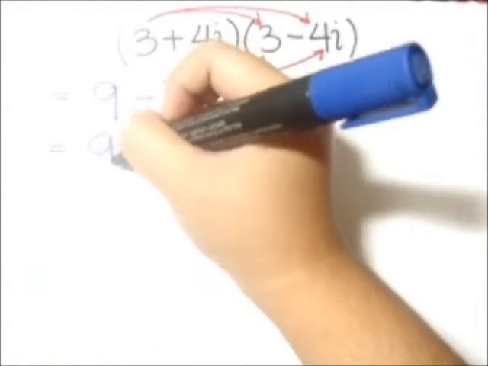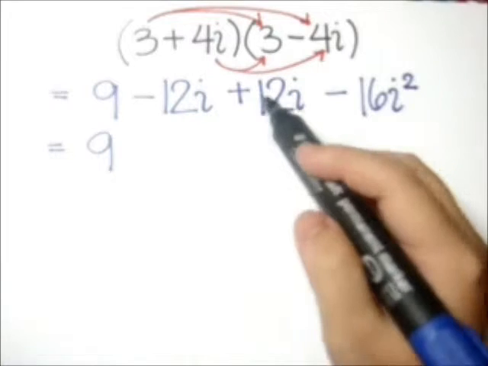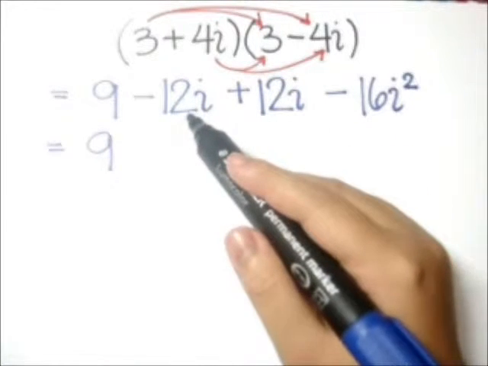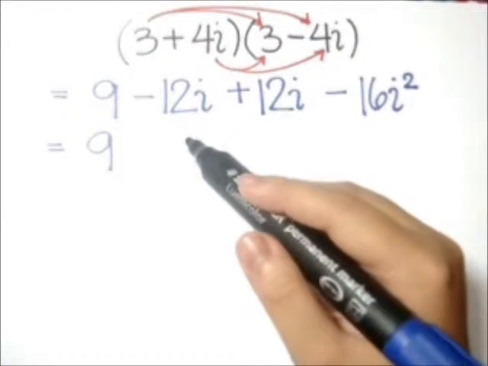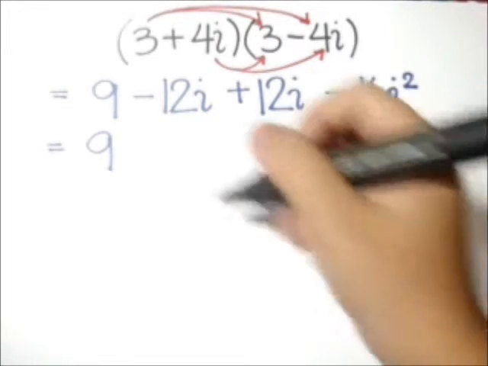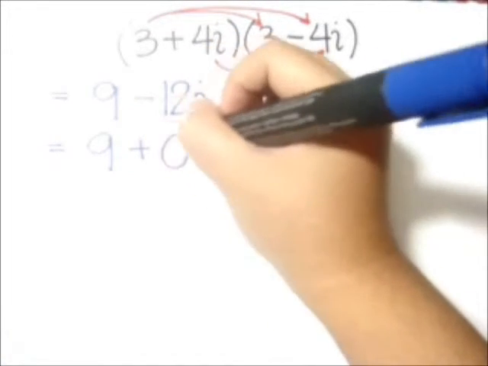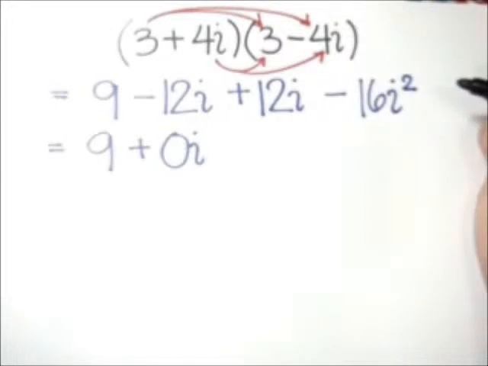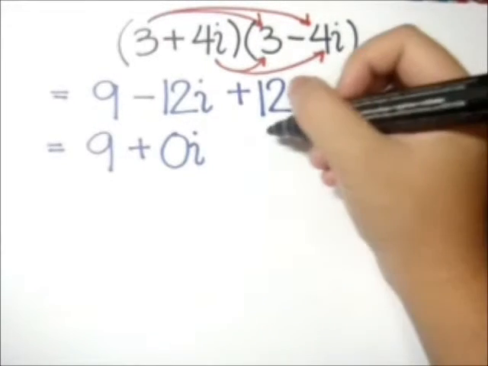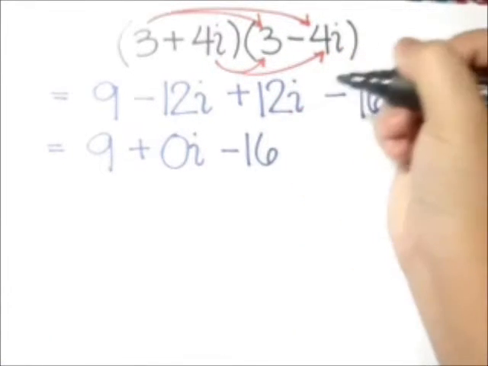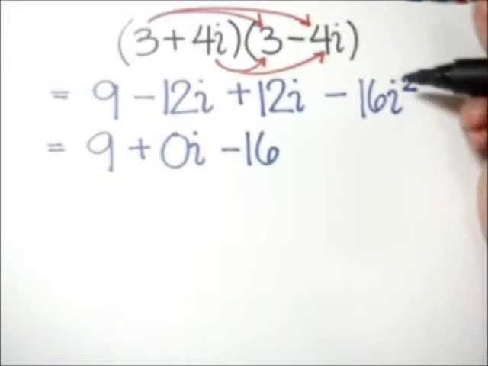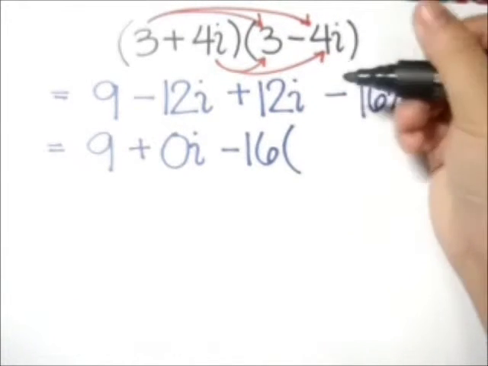After that, we combine the same terms. So now we have 9 plus 12i minus 12i, which is 0i, and minus 16i squared. And always remember that i squared is equivalent to negative 1.